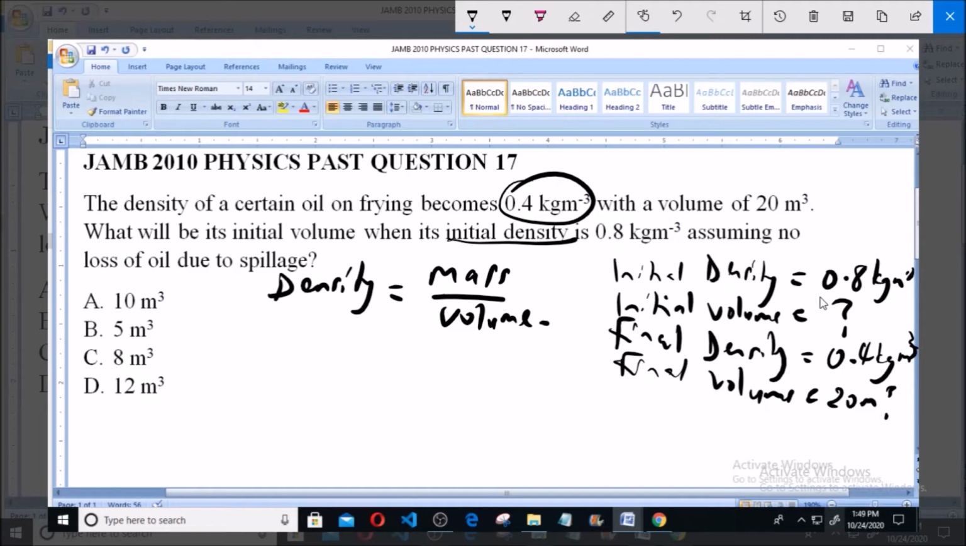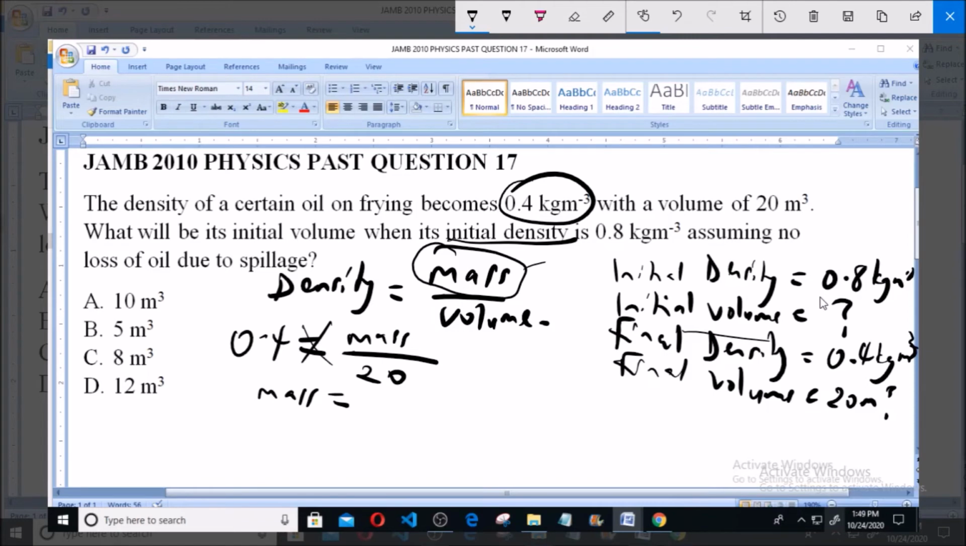So to solve this question, you will find the mass of the oil and then substitute the value of mass in this same formula using the initial density to find the initial volume. So let's solve that to see what it would look like. Like we said, we'll use the final density, which is 0.4 kg per meter cube. We're looking for mass, and the final volume is 20 meter cube. So mass is equal to 0.4 times 20, which is equal to 8 kg. So that is the mass of the oil.